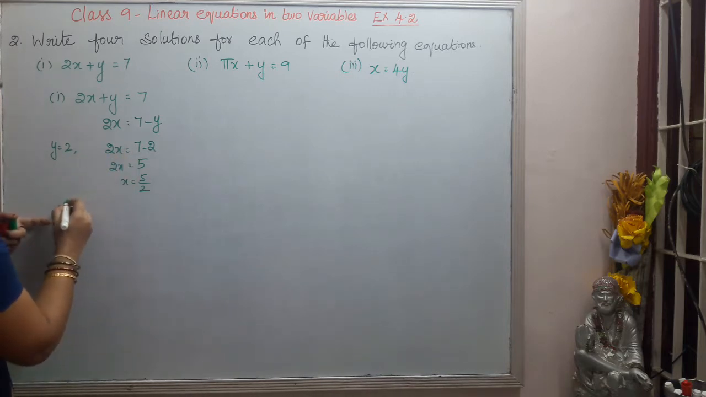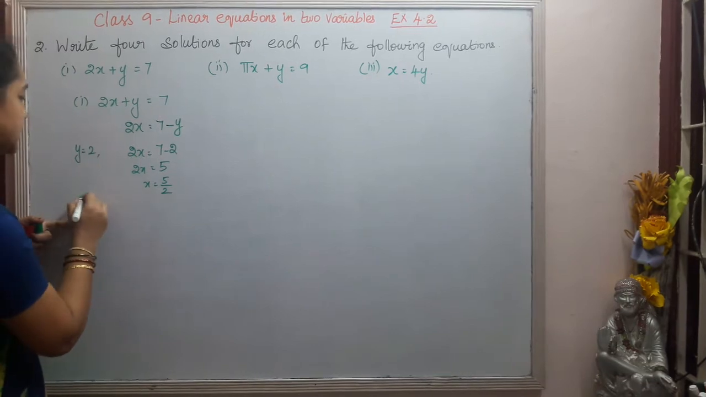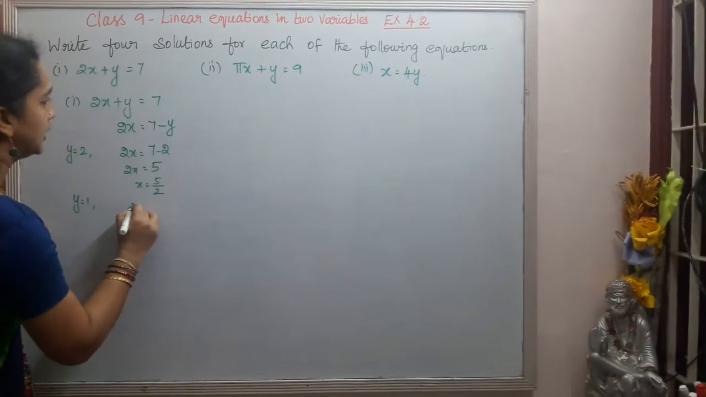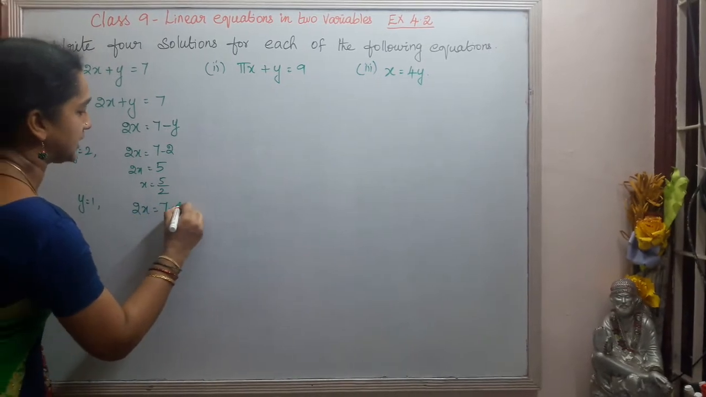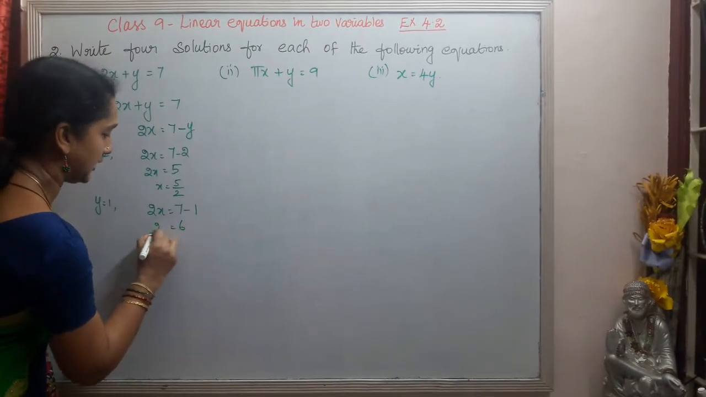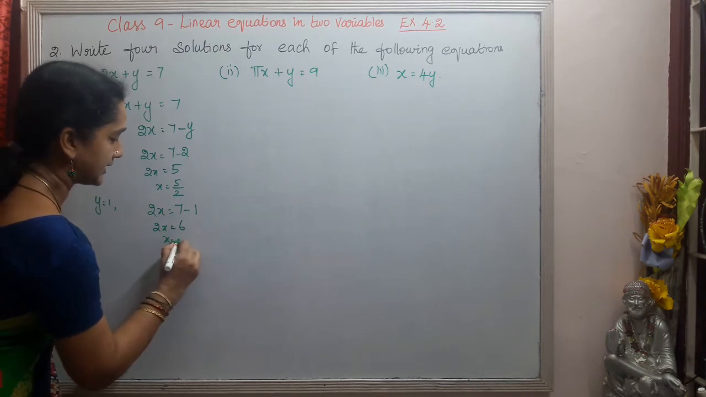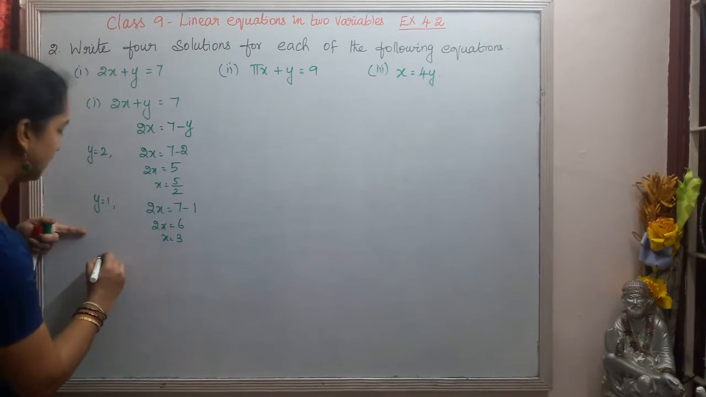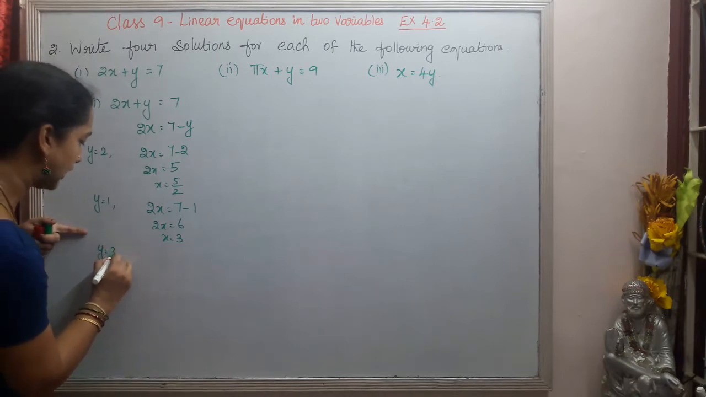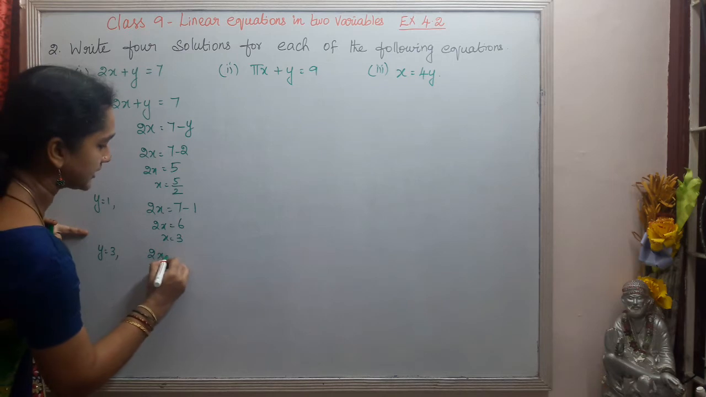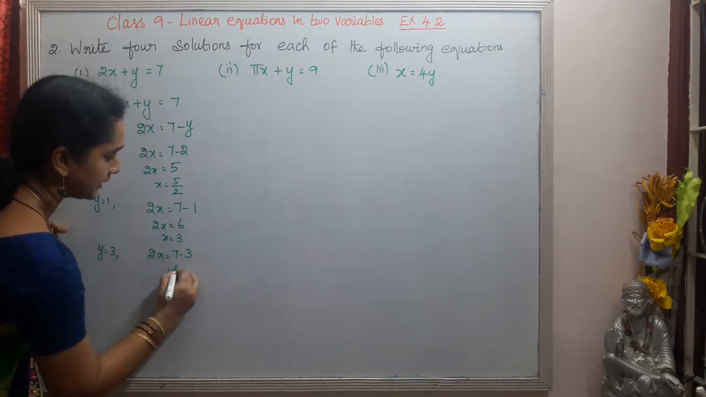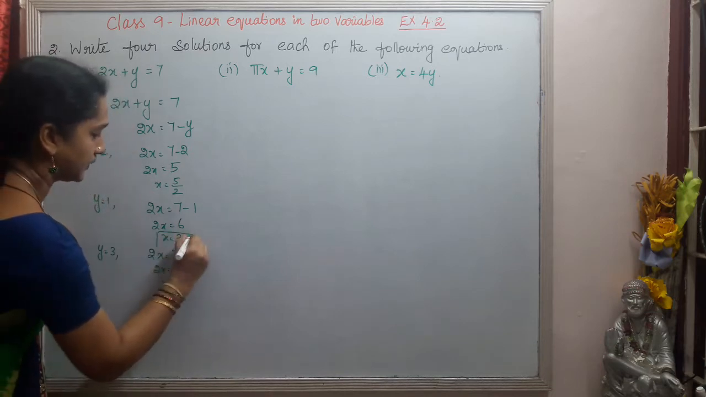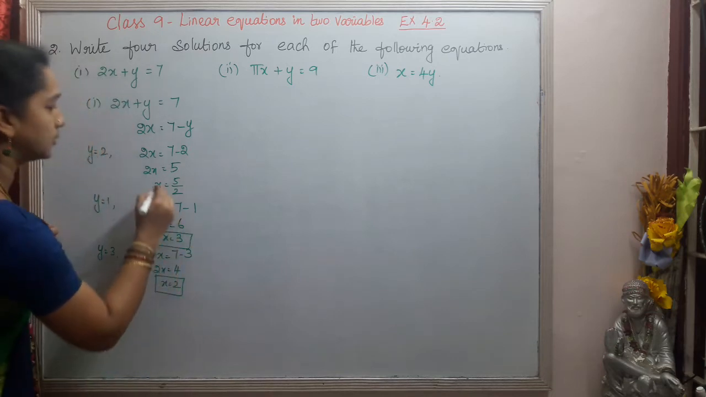So first one is, if y is equal to 2, then x is equal to 5 by 2. Then next, if we take y is equal to 1, then 2x is equal to 7 minus 1, which is equal to 6. So 2x is equal to 6 and x is equal to 6 by 2. We'll get x is equal to 3. Then if we take y is equal to 3, 2x is equal to 7 minus 3, that is equal to 4. Then x is equal to 2.